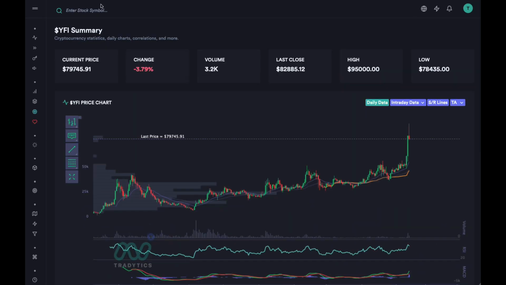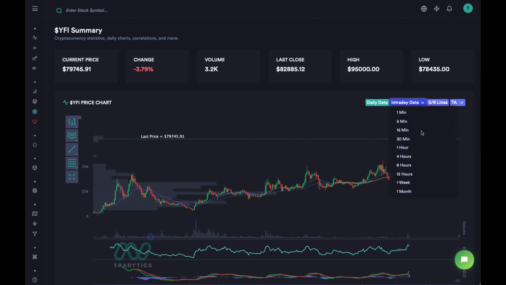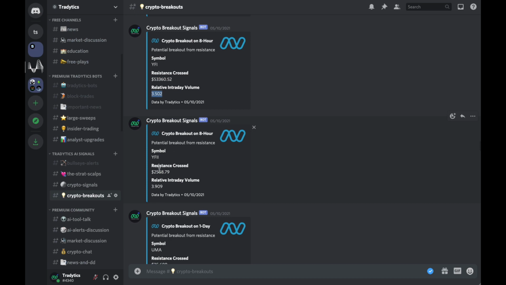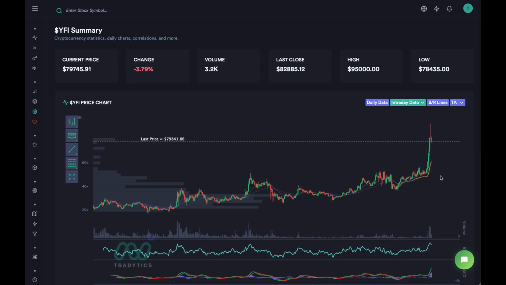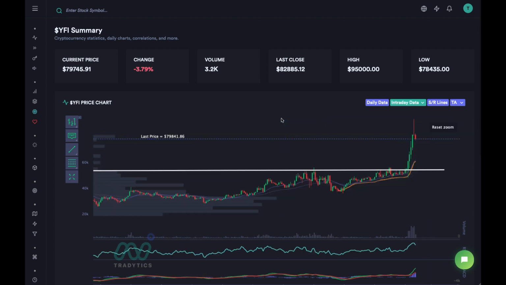So YFI. This was May 10th. Let's open up the 8-hour chart and let's go to the 53k level. So I believe, yes, this is the 53k level. Right here, about here is the 53k level. Now you can see that we broke out of here, and this is where the signal was posted.